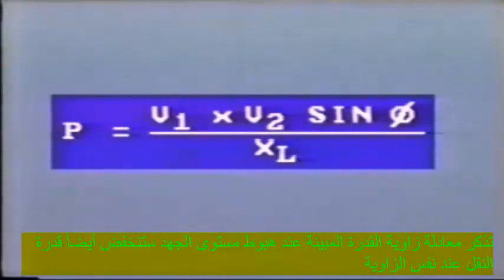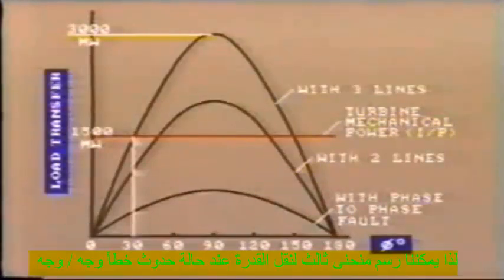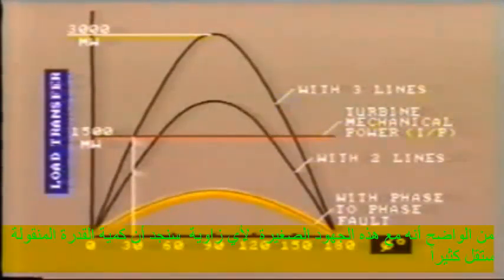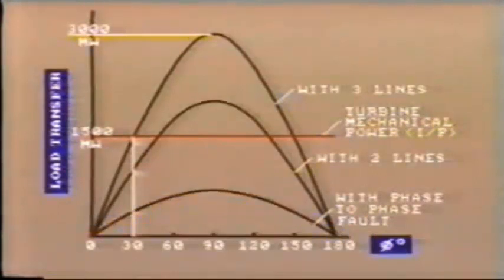Now remember the power angle equation: V1 times V2 times the sine of the power angle divided by reactance XL. If the level of voltage falls, then the capability for load transfer is also reduced for each specific angle. So we can draw yet a third load transfer curve for the phase-to-phase fault condition. Clearly, with these low voltages for any specific angle, the amount of power that can be transferred is now greatly reduced. We now have to consider three power angle curves.